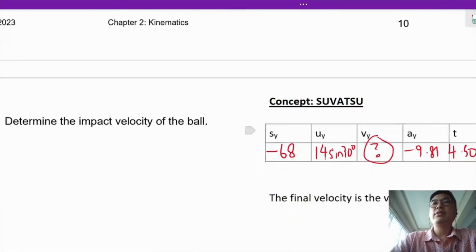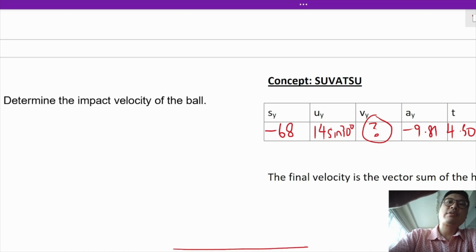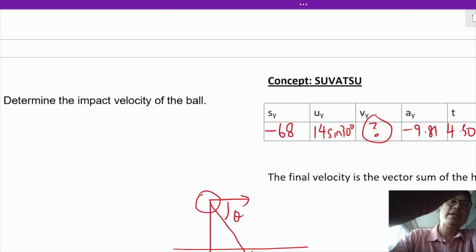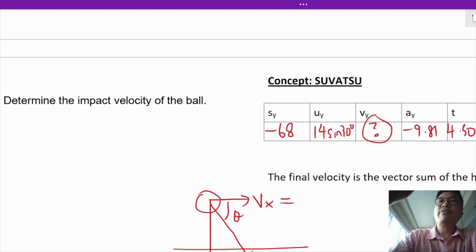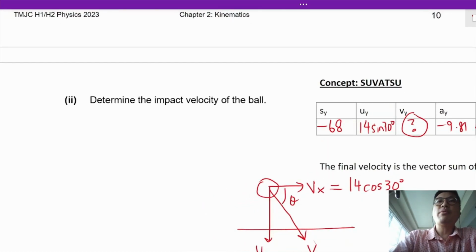Let's take a look. The impact velocity of the ball just before it hits the ground is moving in this direction, V. So there is a horizontal component, a vertical component, and an angle theta. We call this Vy, and this is Vx. Now we know that Vx will be unchanged because it is constant horizontal velocity. So Vx will be 14 cos 30. But what is Vy?